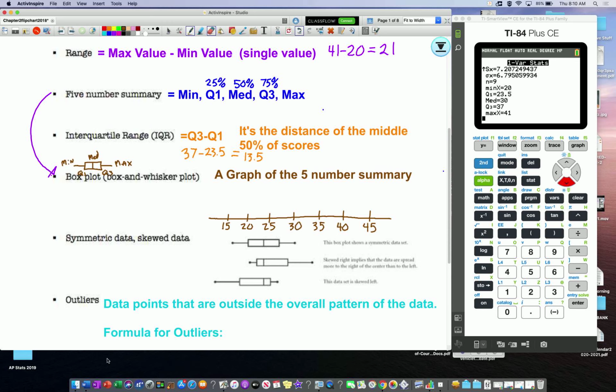So many times when I do my box plots, I like to start with the box. So I start with this Q1 and Q3 value. So Q1 was 23 and a half. So I'm just going to kind of estimate it the best I can, and I'm going to draw a side of a box.